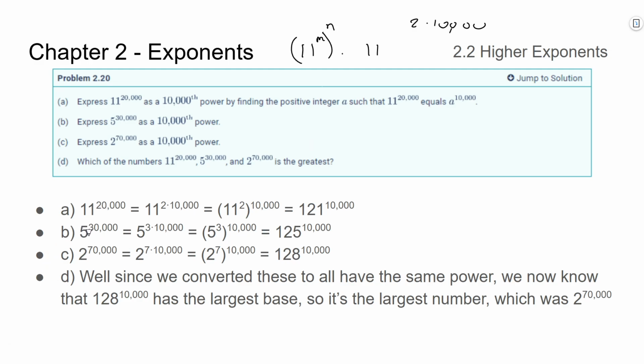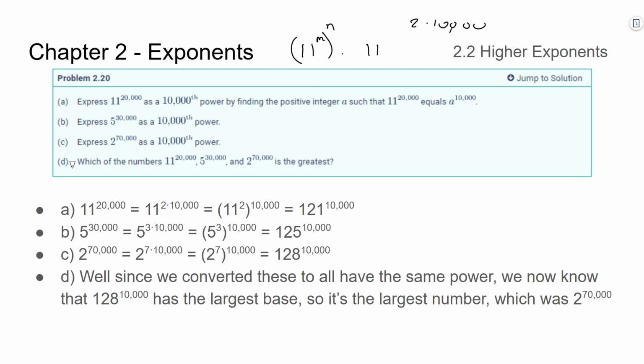So we have 5 to the 30,000th, and that's going to become 5 to the 3 times 10,000. That's going to be equal to 5 to the third raised again to the 10,000. Then we compute 5 to the third, which is 125 to the 10,000th. All right, then for the last one, same thing: 2 to the 70,000th is 2 to the 7 times 10,000, which is 2 to the 7th to the 10,000. And 2 to the 7th, if you multiply that out, is 128 to the 10,000.